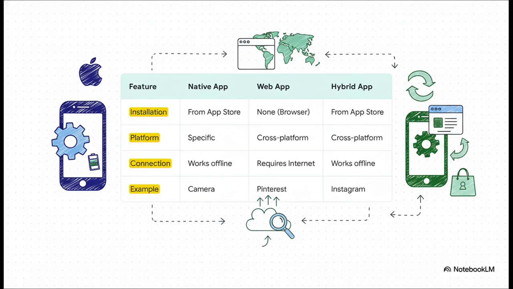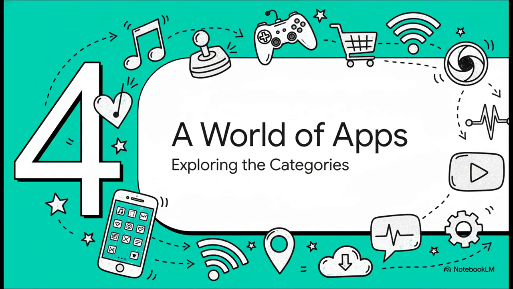You download them from the App Store like a native app, but they're built using web technologies on the inside. This makes it way easier for developers to build for both kingdoms at once, but sometimes you sacrifice a little bit of performance. All right, so we've got the tech side down. We know the kingdoms and the flavors. But what are people actually building with all this stuff? Let's take a quick, lightning-fast tour through the huge world of app categories.